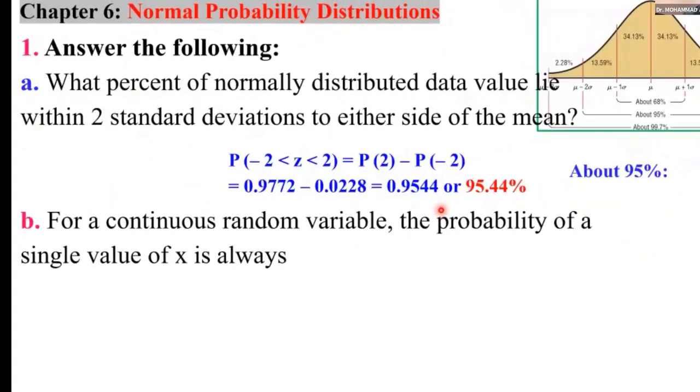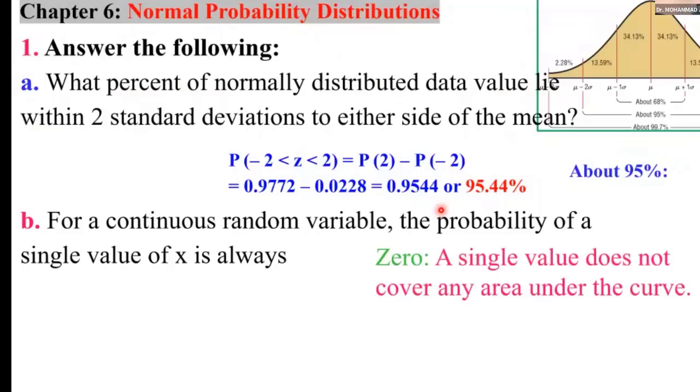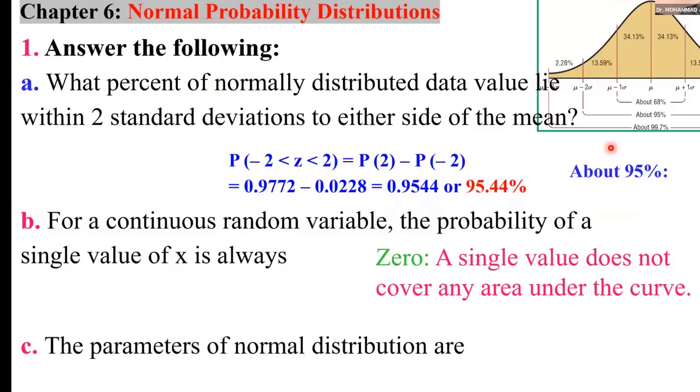For a continuous random variable, the probability of a single value of x is always 0. The reason being that it is the area under the curve that represents probability. The total probability is equal to 1. The total area under the curve is 1. If you have a single value, it doesn't cover any area, and therefore it's 0 for any continuous random variable. Normal distribution happens to be one of them.